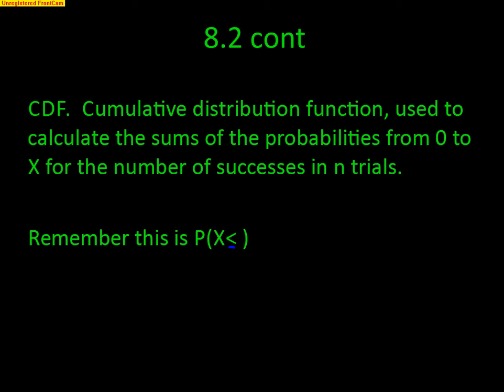CDF, Cumulative Distribution Function. We're going to calculate probabilities from 0 to x for the number of successes in n trials. Remember, binomial is always about counting the number of successes. And this is a P less than or equal to. So CDF is a less than or equal to.